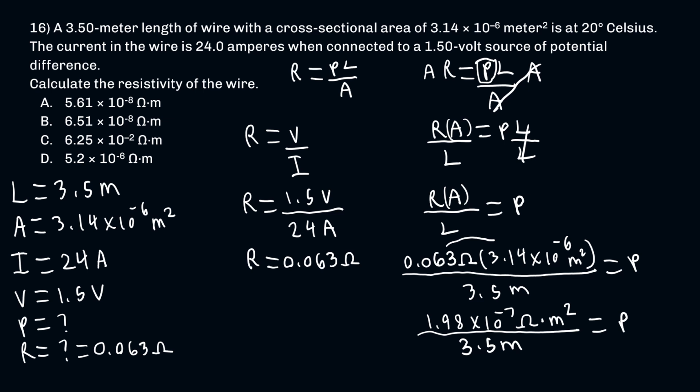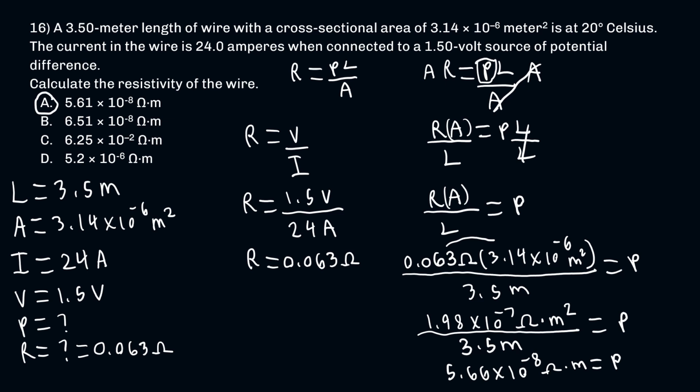So 5.66 times 10 to the negative 8th. Let me fix that. And that is ohms times meters in this situation, and that is equal to rho. Since we rounded off a little bit for the resistance and for the top of the equation when we were solving for rho, it's going to be a little bit off from the actual answer choice, but it's going to be closest to 5.61 times 10 to the negative 8th ohms times meters. So answer choice A is going to be your answer.